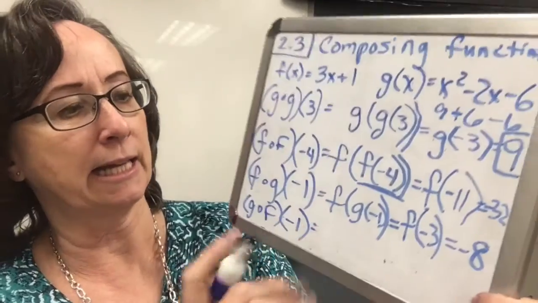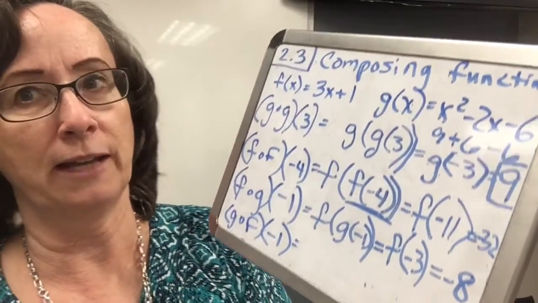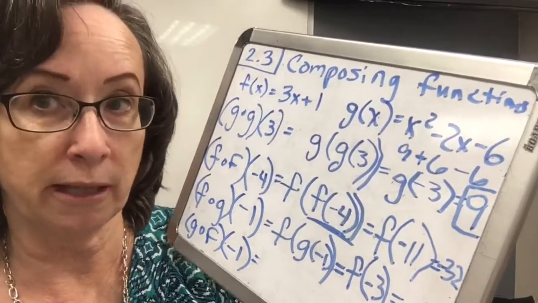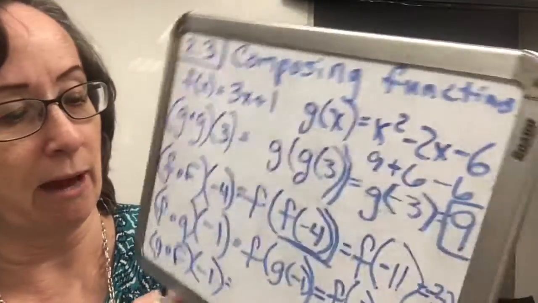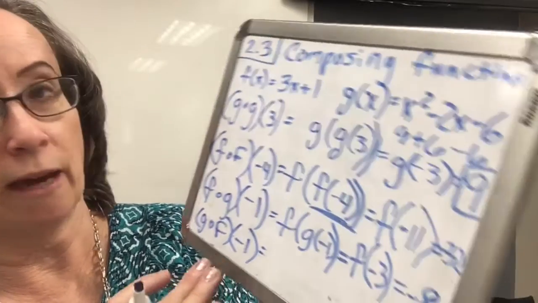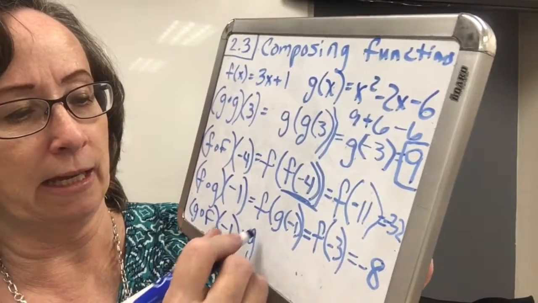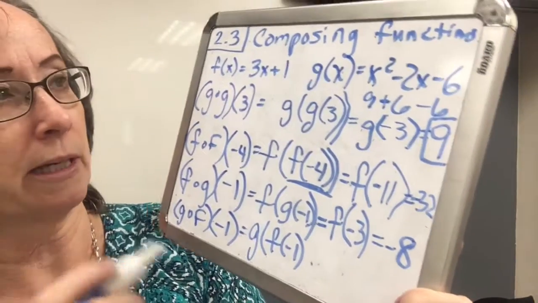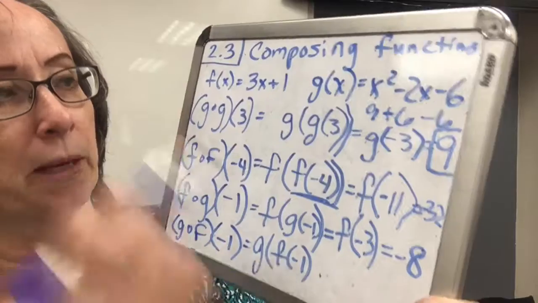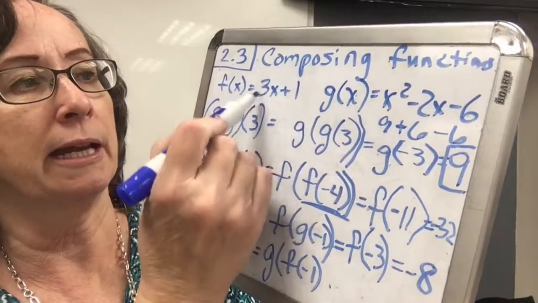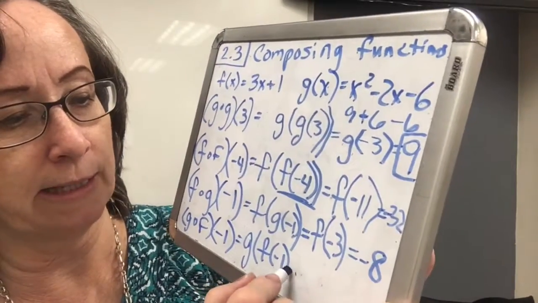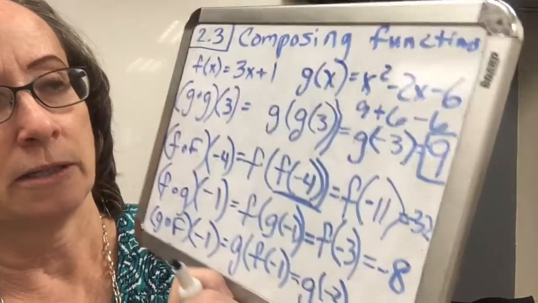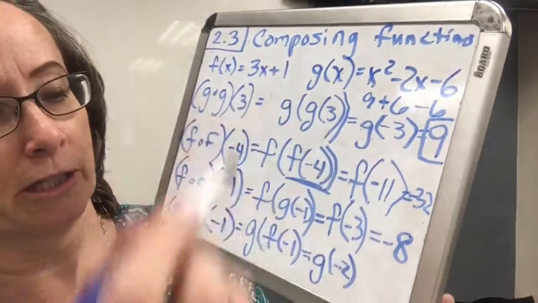Okay, and lastly, g of f of negative 1. Now composition of functions is not commutative. So we have to check this one out all by itself. So g of f of negative 1 means g of f of negative 1. So we're going to come over here to the f function. We're going to plug in our negative 1. We're going to get a negative 3 plus a 1, which is a negative 2. So we're going to have g of negative 2. So now we're going to plug in our g function in negative 2.